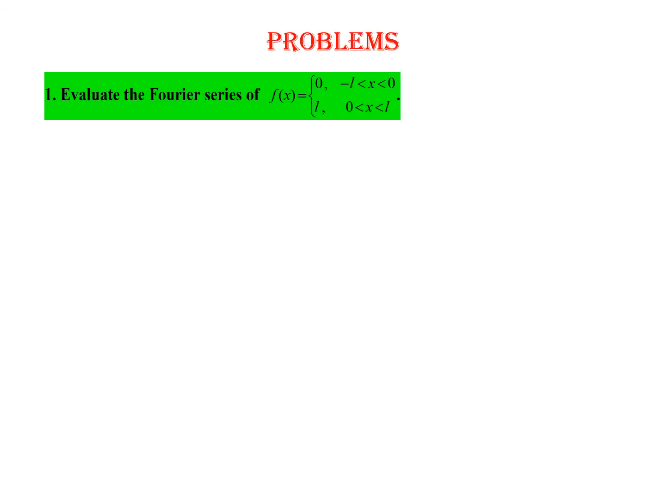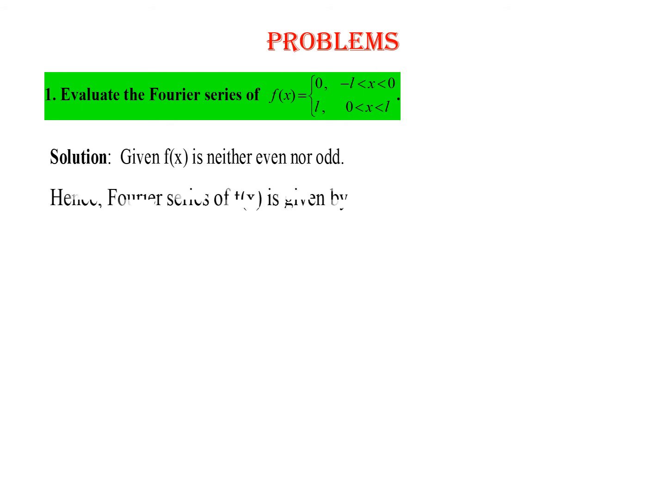Now let us start doing problems of this type. Look at the first one. Evaluate the Fourier series for the function 0 in minus L to 0, L in 0 to L. So when you observe this function, this is not going to be an even function, or an odd function also. So this is a type neither even nor odd.